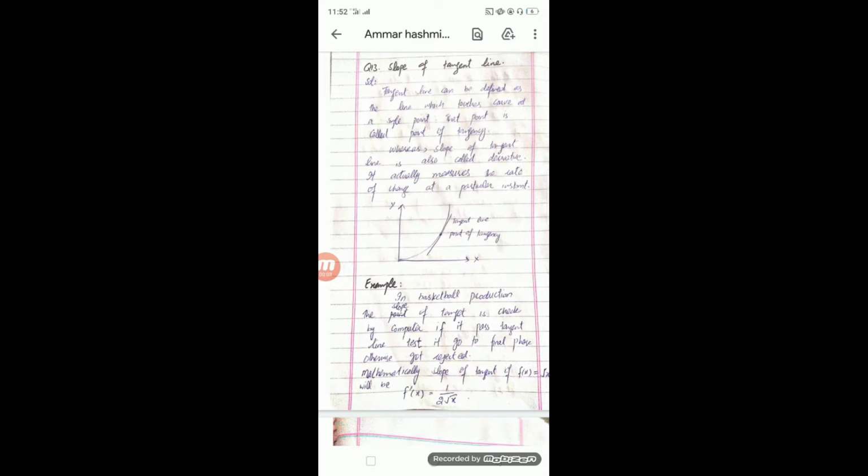I am going to discuss the slope of a tangent line. First of all, we need to know what a tangent line is. A tangent line is defined as the line that touches a curve at a single point. That point is called the point of tangency.